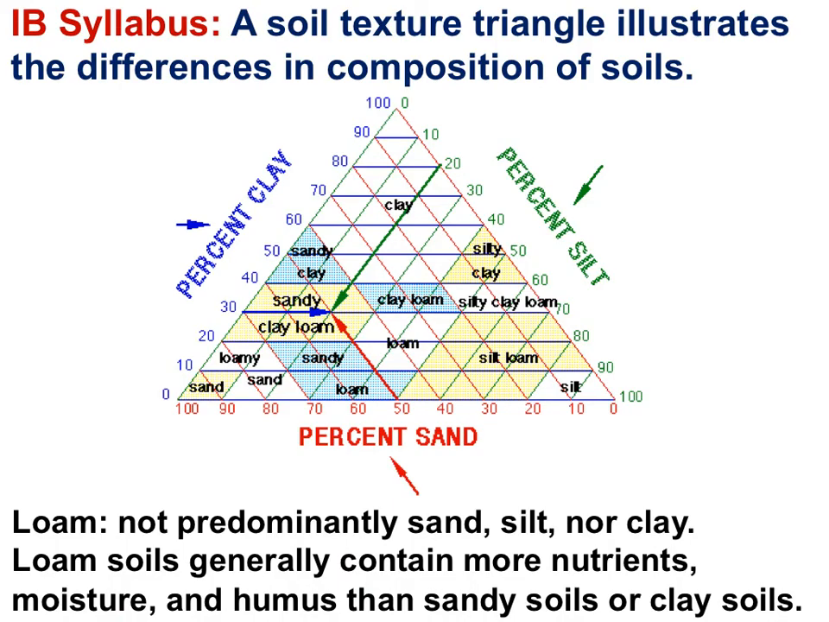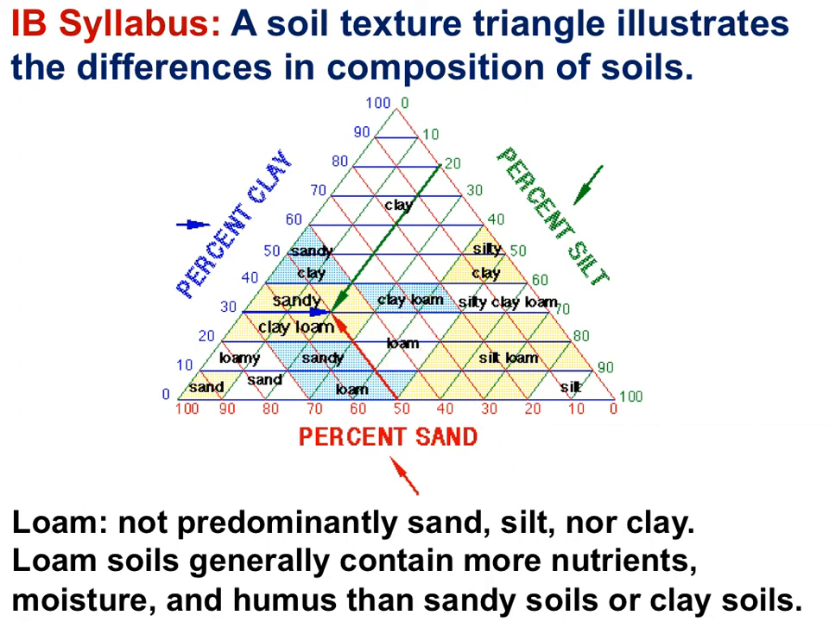The soil texture triangle can be used to determine soil type. Watch carefully. 40% sand, 40% silt, and 20% clay results in a loam soil. Here's the relevant IB syllabus statement. A soil texture triangle illustrates the differences in the composition of soils. The triangle is used as follows. Clay, enter the diagram from the left straight. For silt, angle down from the right. And for sand, angle up from the bottom. So for loam, we have 20% clay, we have 40% silt, and 40% sand gives us loam.